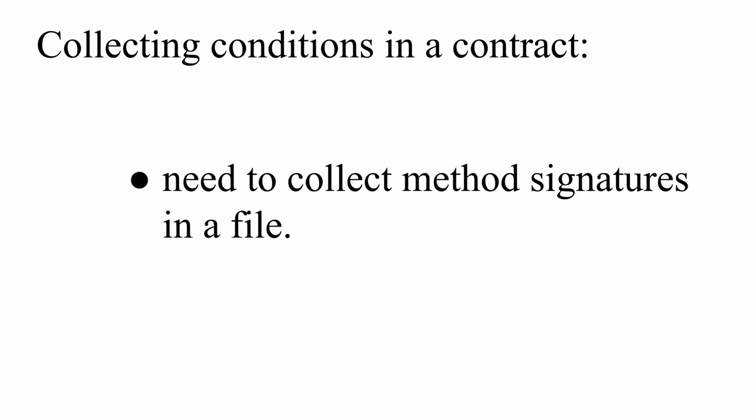Now let's consider what is meant by collecting conditions in a contract. We've already explained that we specify conditions by specifying method signatures. So we collect conditions in a contract by simply collecting method signatures in a file. This will already sound familiar to many of you, because in C++, we're constantly in the habit of collecting method signatures in files. Such files are called header files. I will link to a previous video on header files in the top right corner as well as in the description section.